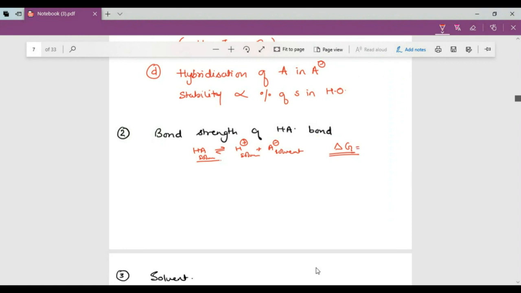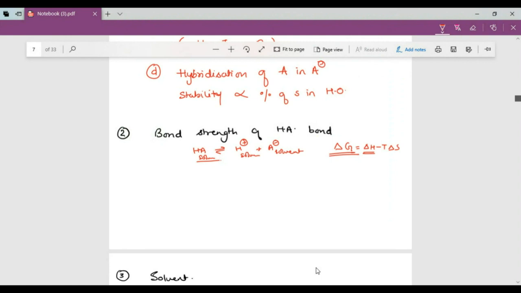Okay, and delta G certainly depends on delta H, since delta G is equal to delta H minus T delta S. This delta H involves the solvation of H plus, the solvation or stability of A minus, and the bond dissociation energy of HA. So, the easier this bond is to break, the faster the reaction in the forward direction.